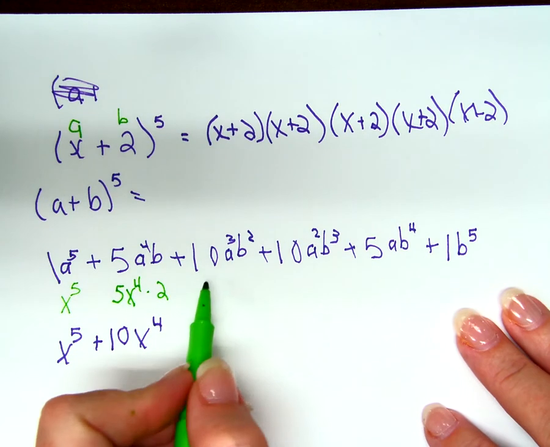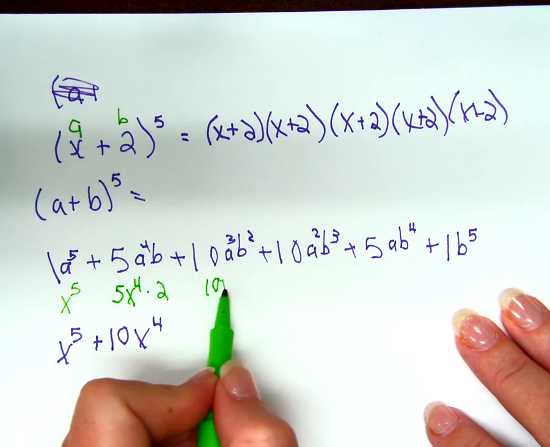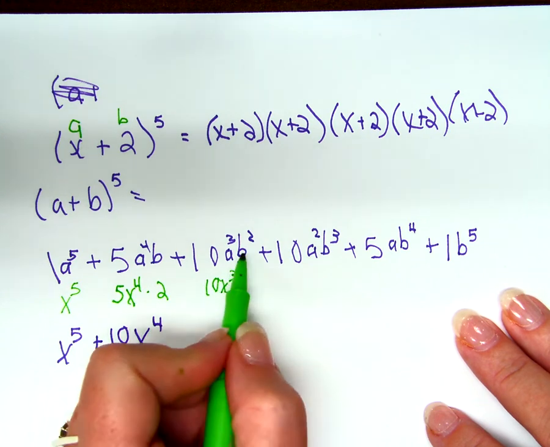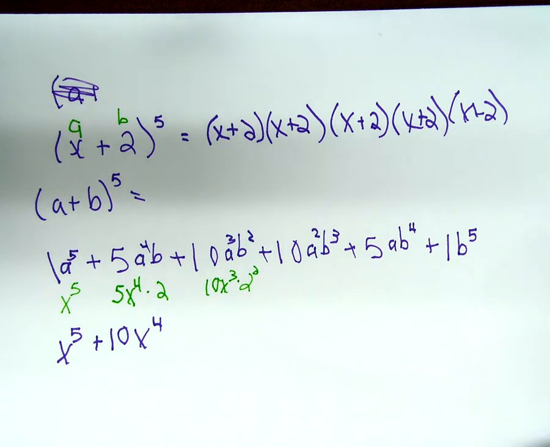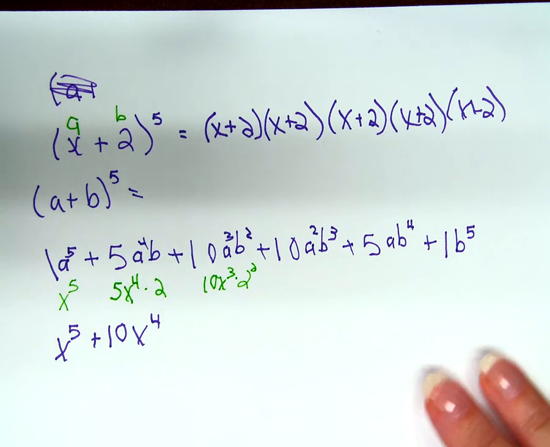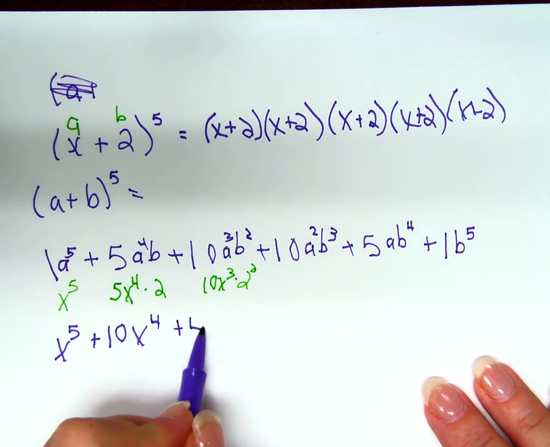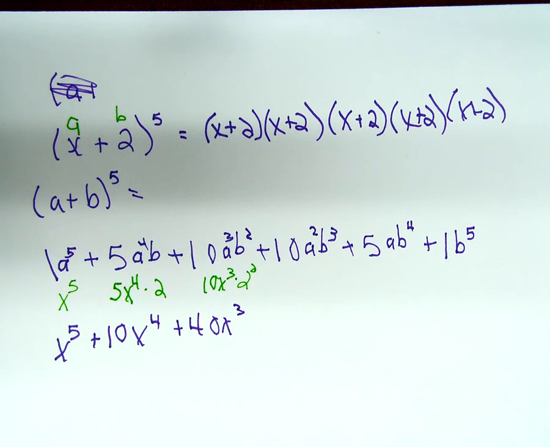So in this next term, I have 10 times a to the 3rd, which is x to the 3rd, times b squared, so times 2 squared. Does anybody know what 2 squared is? That took way too long. 4 times 10, 40, x to the third. That one's done now, isn't it?